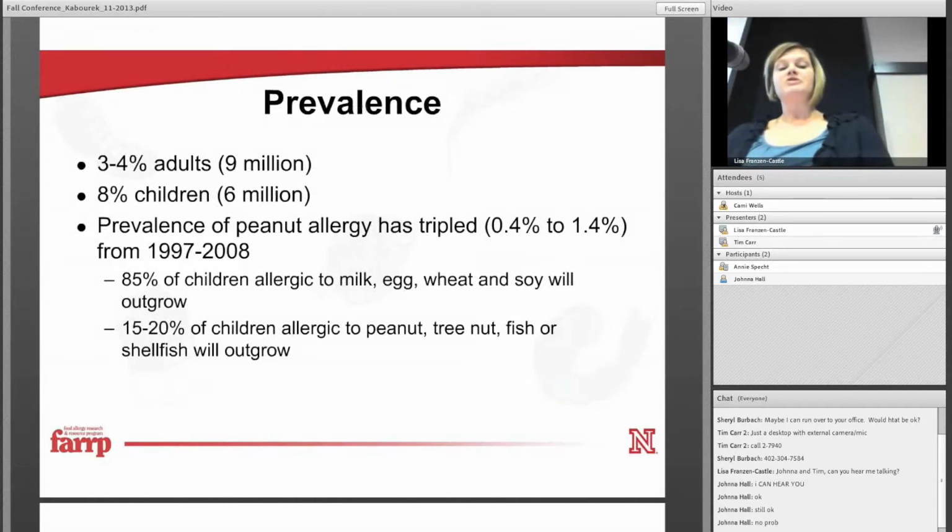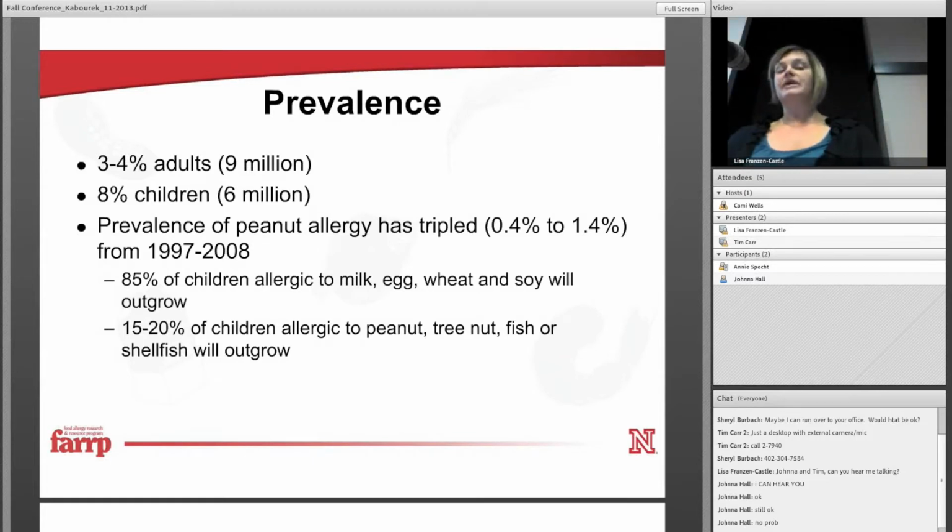The prevalence of food allergy: around 9 million adults and 6 million children have an IgE-mediated food allergy. The prevalence of food allergies has indeed become greater. The NIH has documented about a tripling of peanut allergy over about a decade. The good news is that about 85% of kids will outgrow their food allergies to milk, egg, wheat, and soy. And even children that are affected with peanuts and tree nuts can outgrow about 15 to 20%.